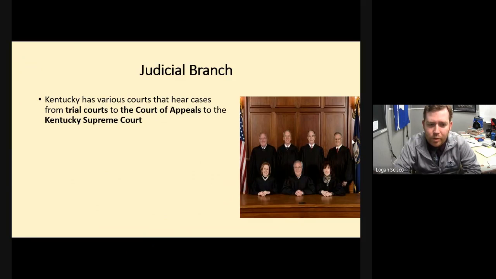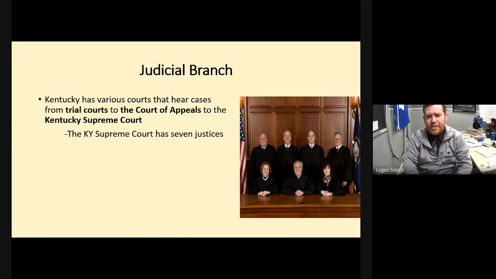And then people that lose at the trial court level, if there's an error of law, can appeal to the Court of Appeals that is segmented around the different parts of Kentucky. And the Court of Appeals, if people lose there, they can then appeal to the state Supreme Court. Now remember that our state Supreme Court has 7 justices. They serve 8-year terms, and they are elected.